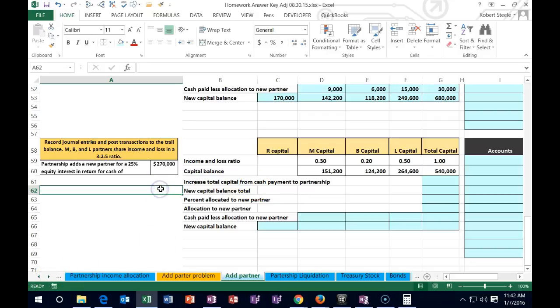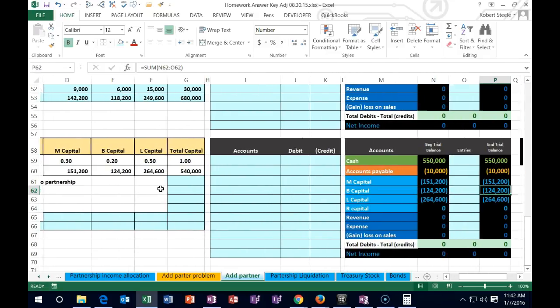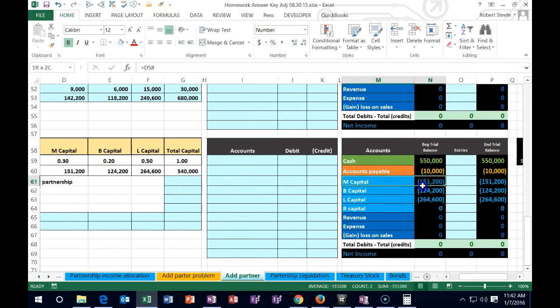So once again, let's start out by looking at the trial balance and thinking about what we do know. If we look at the trial balance over here, we can see that we have these three partners on the books, and we're going to put R on the books. R is going to pay the company cash. So when we ask our first question, is cash affected? Yeah, the partnership is going to get cash from R in order to give R the 25% interest. Therefore, cash is going to go up.